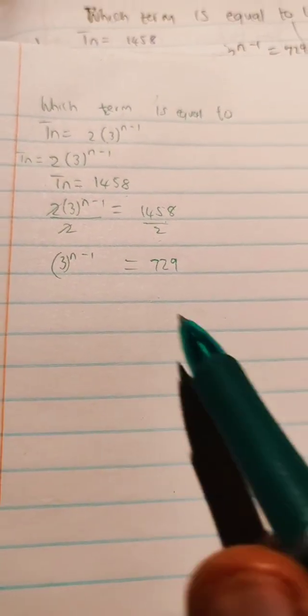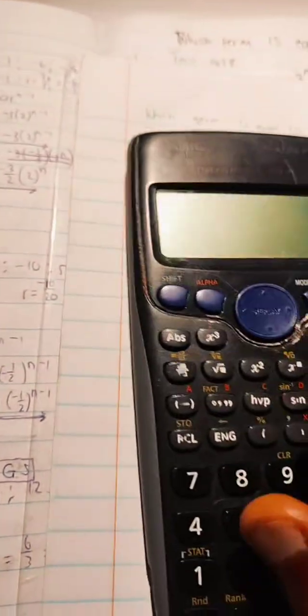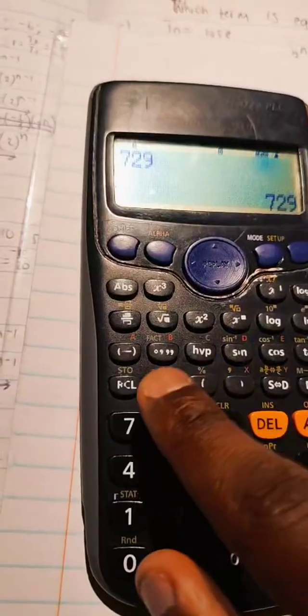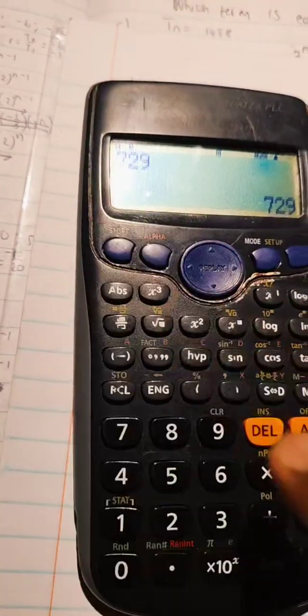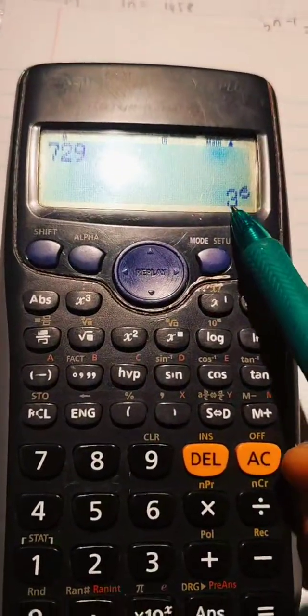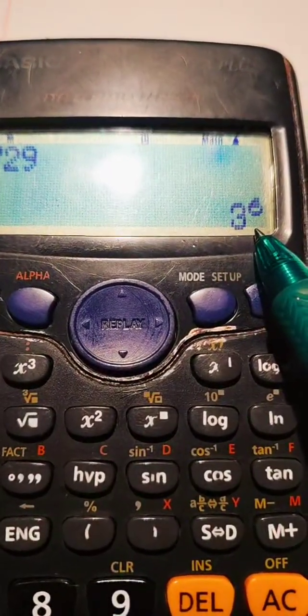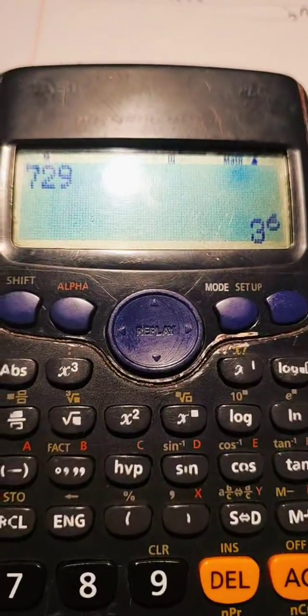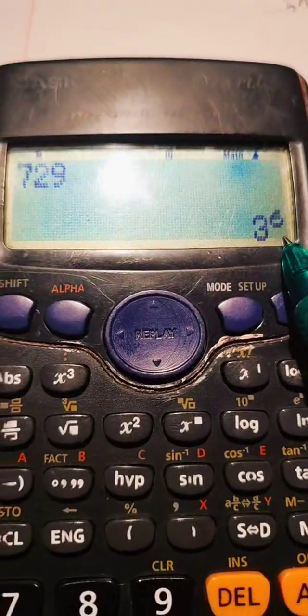It's 729. Then you will remember now we check if it can be converted. 729 is equal to, we press shift, then we press what? Fact, to just see if this can be expressed in exponential form. Do you still remember that, guys? Because this is important. Yes, 3 to the power 6. 729 can be written as 3 to the power 6.